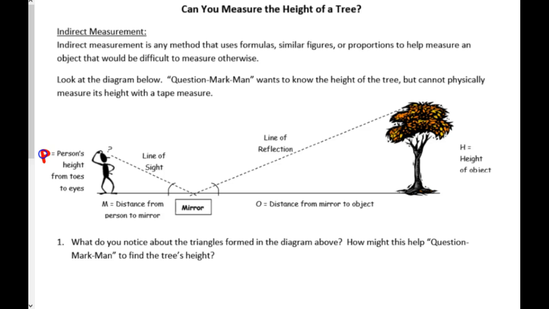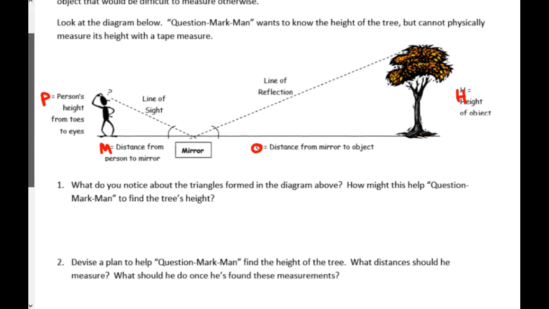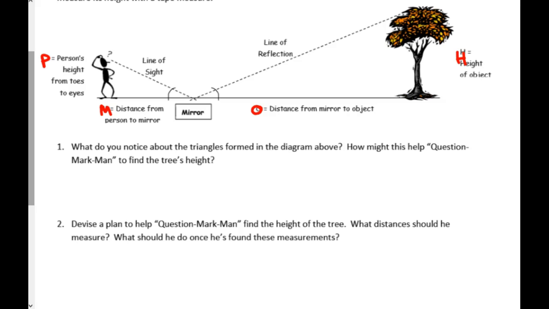The idea is that if you see something far away, you can take a mirror and put it on the ground, and then you can see the top of a tree or something, or a tower, and with that information, create two similar triangles, and then you can theoretically make two fractions, cross multiply and divide, which is what we're going to do. The distance from a person to a mirror would be M. The distance from that mirror to an object would be O, and then you have the missing H, the height of the object. So here's the question: what do you notice about the triangles formed in the diagram above?